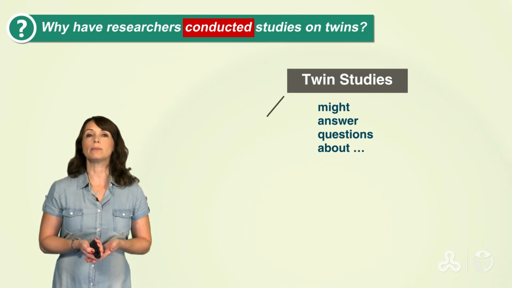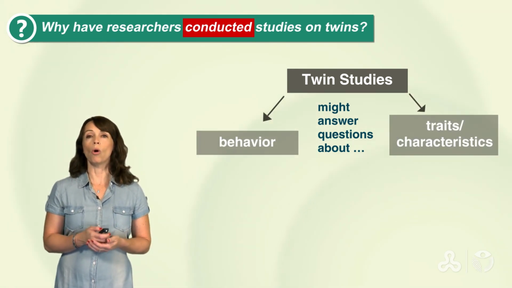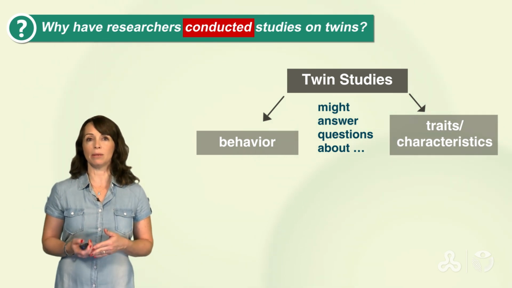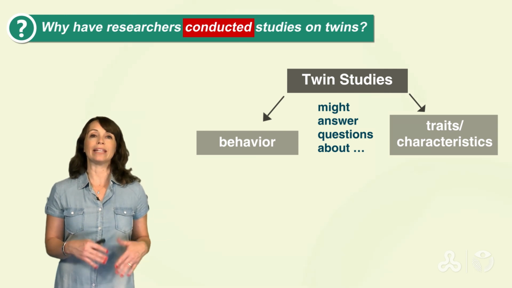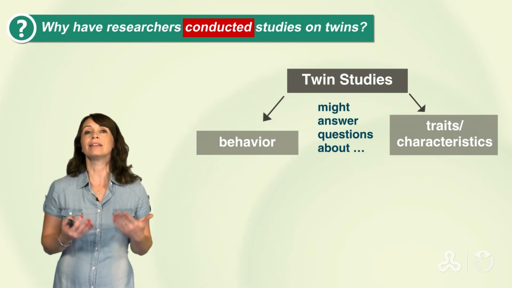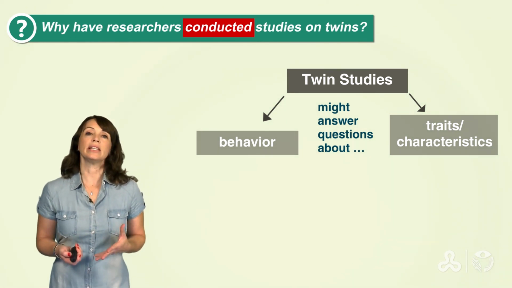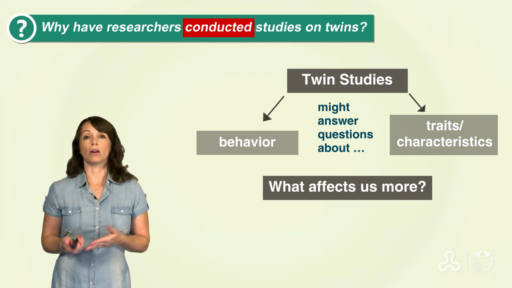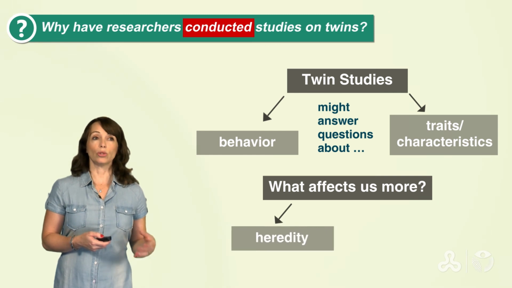So twin studies might answer questions about behavior or traits and characteristics, כן? אם אנחנו רוצים לבחור או לבחון בעצם את המקור להתנהגות אנושית או לתכונות אנושיות, אוקיי? אז חוקרים באמת תאומים. Now, the question usually is, what affects us more? Okay? What affects human beings more? Is it heredity, האם זה תורשה?